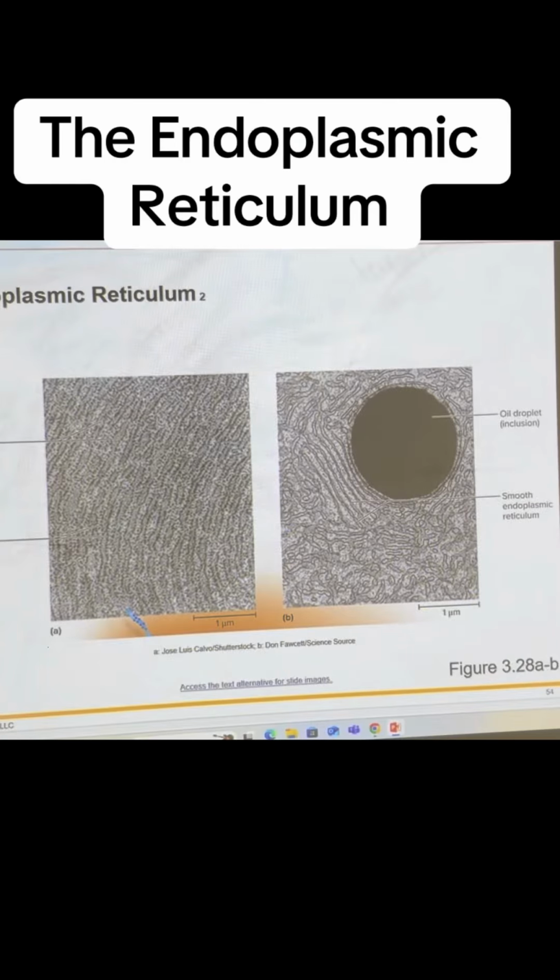Nuclear pore. This is the endoplasmic reticulum, and there's a smooth endoplasmic reticulum and there's a rough endoplasmic reticulum. Why is the rough endoplasmic reticulum called the rough endoplasmic reticulum? Because it has ribosomes attached to it. Excellent.